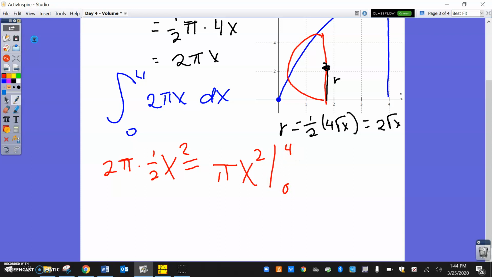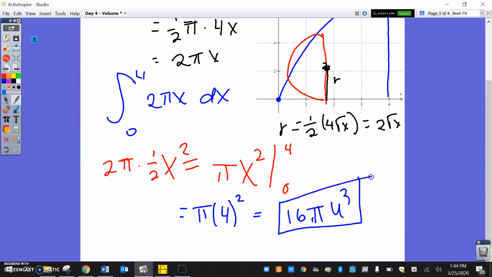And then I'm going to plug in 4 and plug in 0. But when I plug in 0, again, I'm just going to get 0. So I really just need to look at what happens when I plug in 4. So that's going to be pi times 4 squared. So 4 squared is 16. So this will just simplify to be 16 pi units cubed. And we're always going to leave our answer for semicircles in terms of pi. So that's the last example we have for semicircles. So just on the next slide, I want to kind of recap what to use for what type of shape.